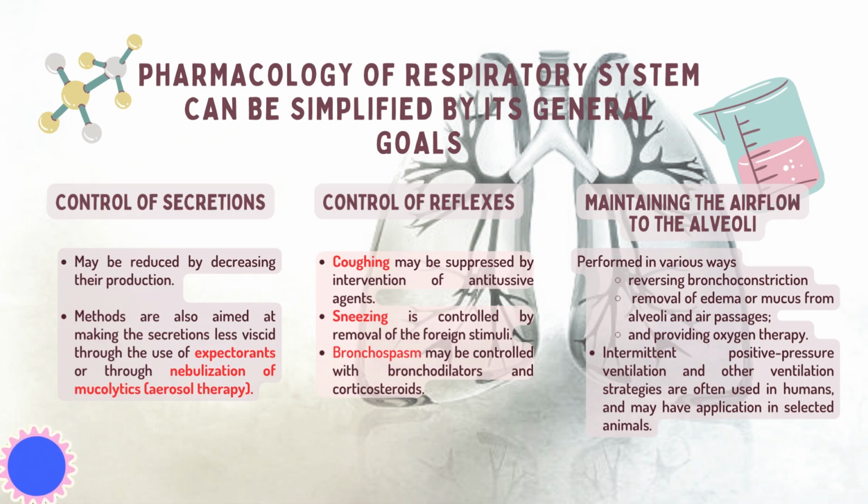The pharmacology of the respiratory system can be simplified by its general goals: the control of secretion, control of reflexes, and maintaining the airflow to the alveoli. Secretions may be reduced by decreasing their production, and methods are also aimed at making the secretion less viscid through the use of expectorants or through nebulization of mucolytics.